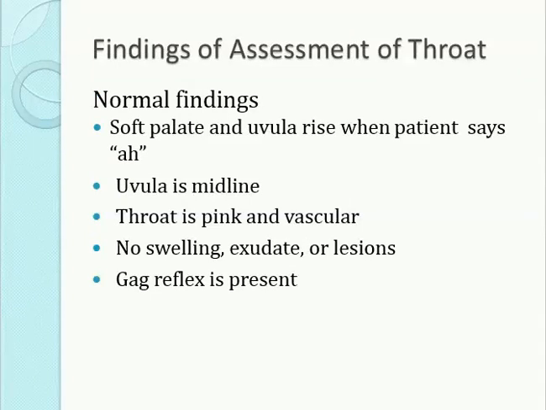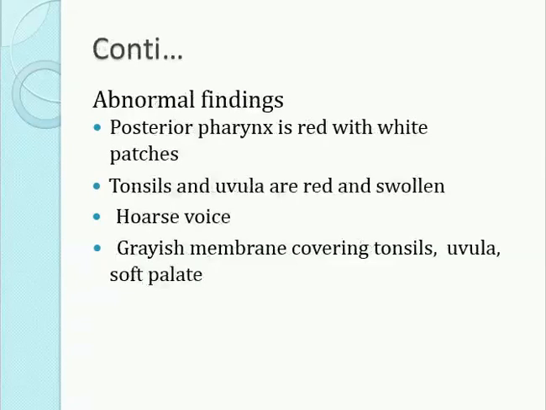Normal findings of assessment of throat are soft palate and uvula rises when patient says ah, and uvula is midline. Throat is pink and vascular. No swelling, exudate or lesions should be present, and gag reflex is normally present. Abnormal findings involve a posterior pharynx that is red with white patches. Tonsils and uvula are red and swollen, hoarse voice, and grayish membrane covering tonsils and uvula and soft palate.